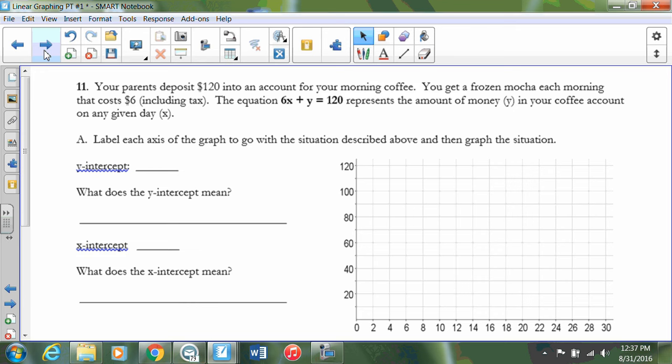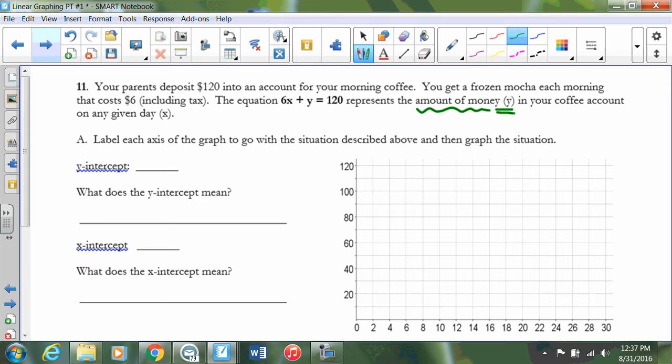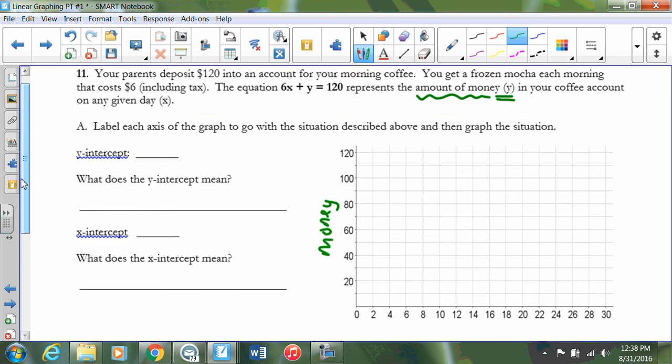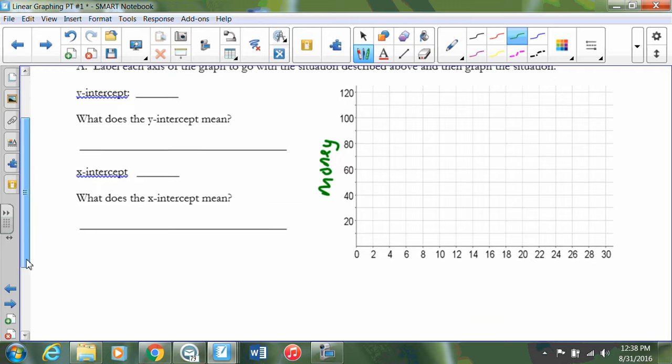The equation 6x plus y equals 120 represents the amount of money y in your coffee account on any given day x. So the first thing we want to notice is that they gave us what we should label my y-axis, amount of money. So we'll write amount of money. You could even just write money for short. That'd be fine. And then it also told us that on any given day is x. Well, I'm not going to write on any given day. I'm just going to write day.